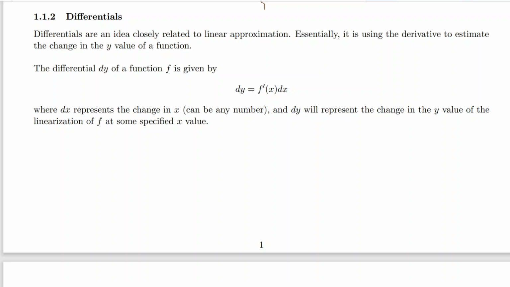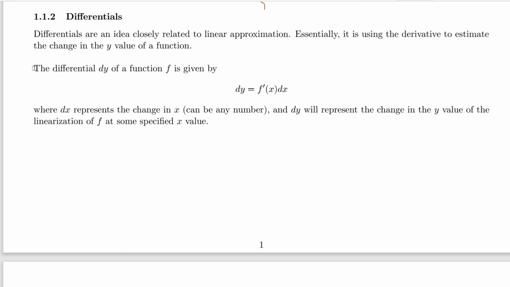Welcome back, everyone. In this video, I will be completing the section on linear approximation. And in the second half here, we're going to be talking about differentials. Now, differentials are an idea that's related very closely to linear approximation. So one of the things that's inherent about it is since it's related to linear approximation, when we're talking about x values or anything like that, we're going to be thinking about things close to zero.